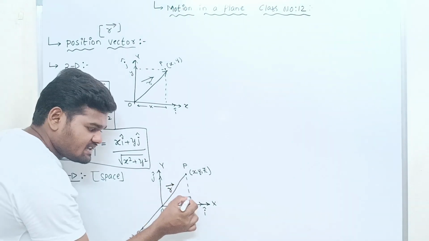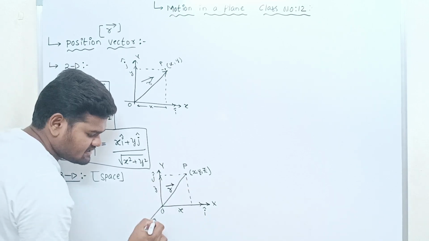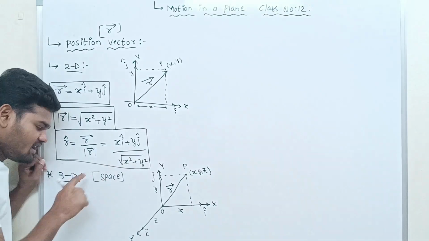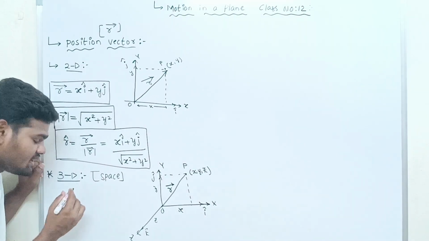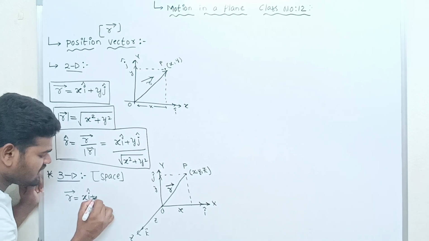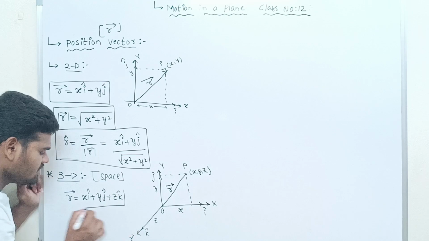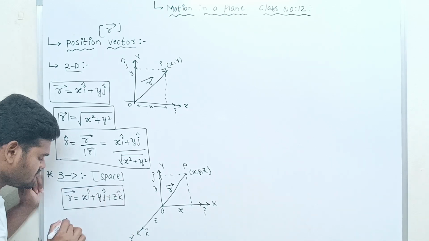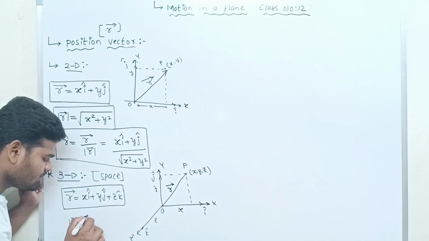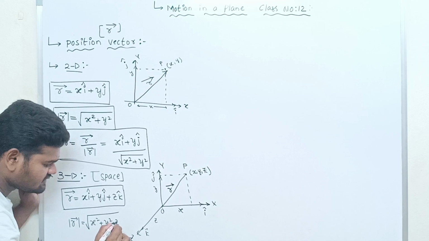Now point P is at a distance x from the x-axis, y from the y-axis, and z from the z-axis. The position vector r bar of this point P in the three-dimensional coordinate system is given by r bar equals x i cap plus y j cap plus z k cap. If you want to find its magnitude, the magnitude of r bar is equal to the square root of x square plus y square plus z square.